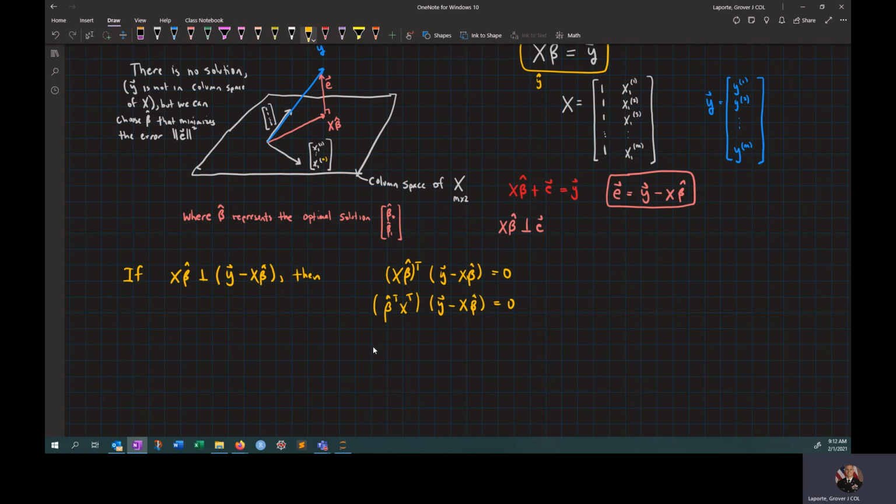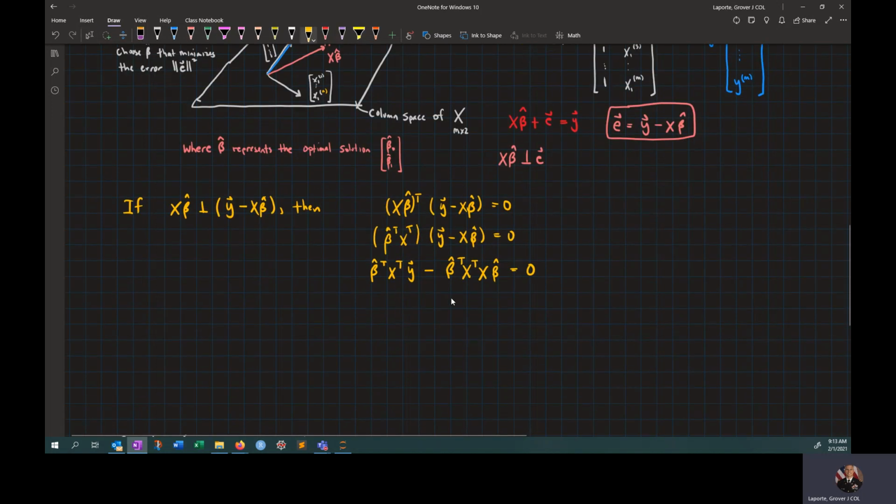So I'm just going to get this piece times y. So you get beta hat transpose x transpose y times that y vector, minus, again, take this part inside here, and we get beta hat transpose x transpose x, and then beta hat. I believe that's right. It looks right so far, I think. But we'll see it here at the end if everything works out.